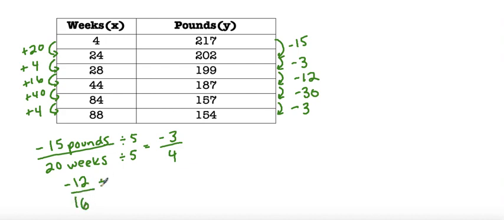If we divide each of these by 4, we also get negative 3 over 4. And then we have negative 30 over 40, which also simplifies to negative 3 over 4. And then we have negative 3 over 4 again. So it's safe to assume that our rate of change is negative 3 over 4, which means that this person loses 3 pounds every 4 weeks.